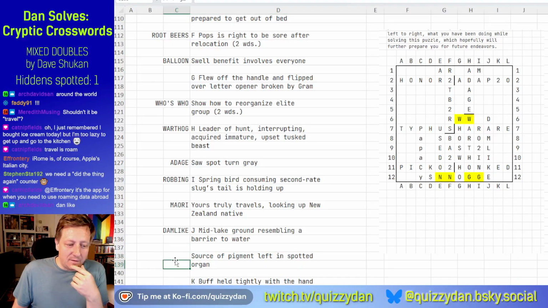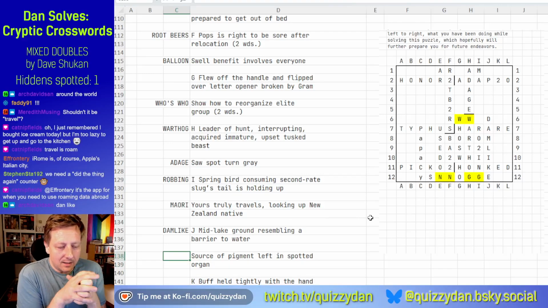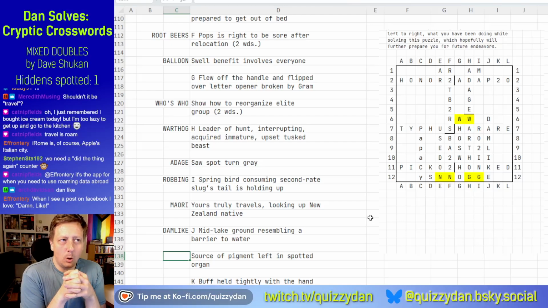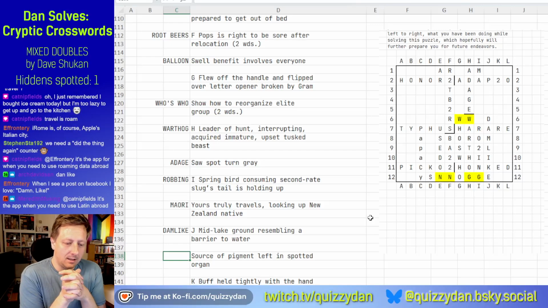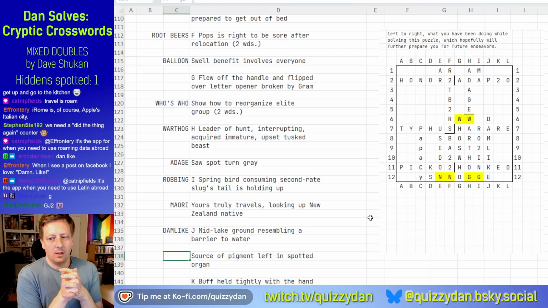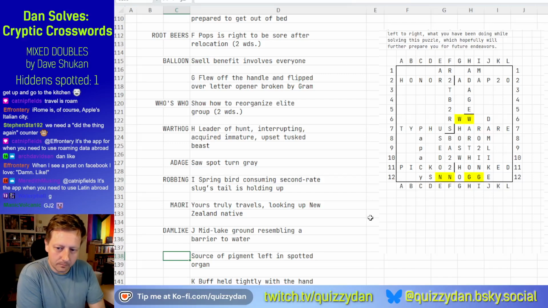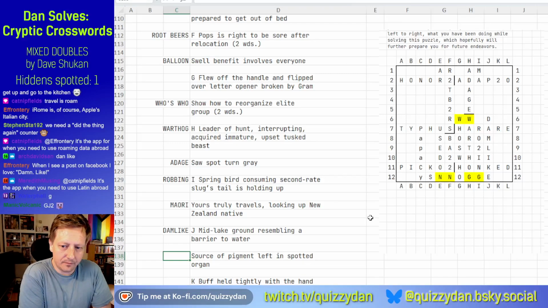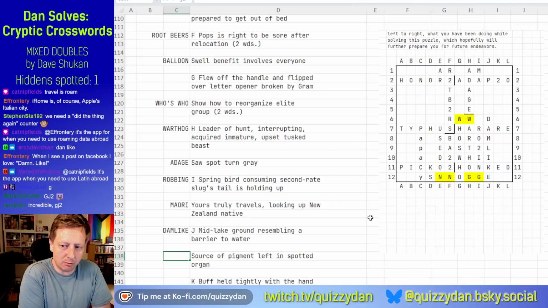Source of pigment left in spotted organ. Source of pigment PL is left, so PL in spotted, and we're going to get an organ. So saw, spotted. Source of pigment P, left in spotted. Oh, I should be able to get this. I do feel like it'll be a 5-letter one though, so it'll fill up the grid properly.